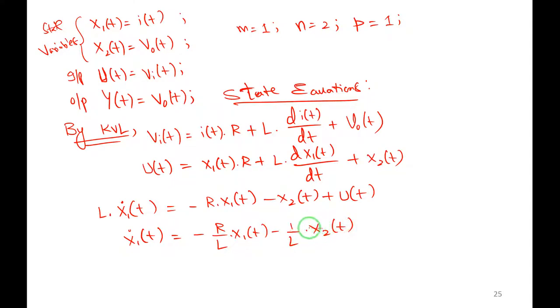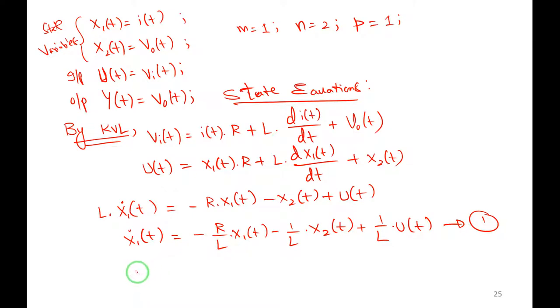There is a reason why I have not written x2 of t divided by L. I have written 1 by L, plus 1 by L into u of t. So this is the first state equation. See how many state variables are there? Two state variables, x1 of t and x2 of t. I have got the first state equation, x1 dot of t. Similarly, I should get x2 dot of t, right? Call this equation number 1.